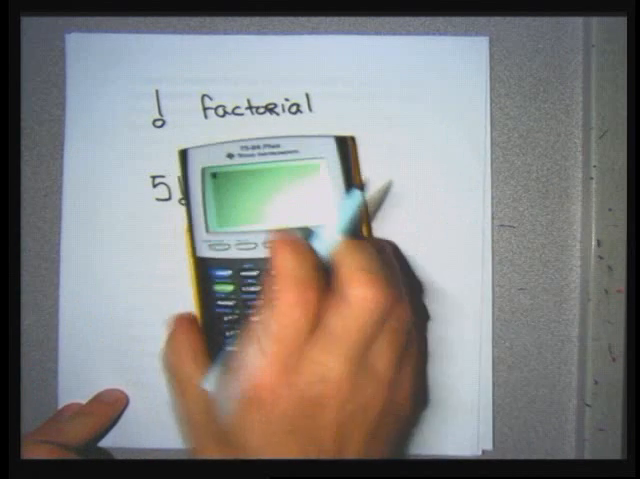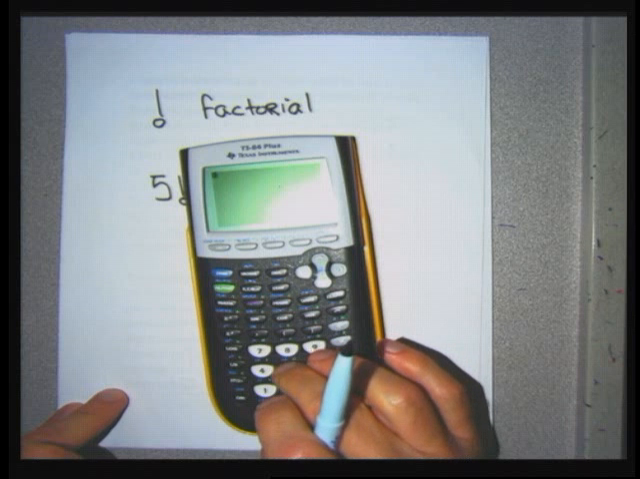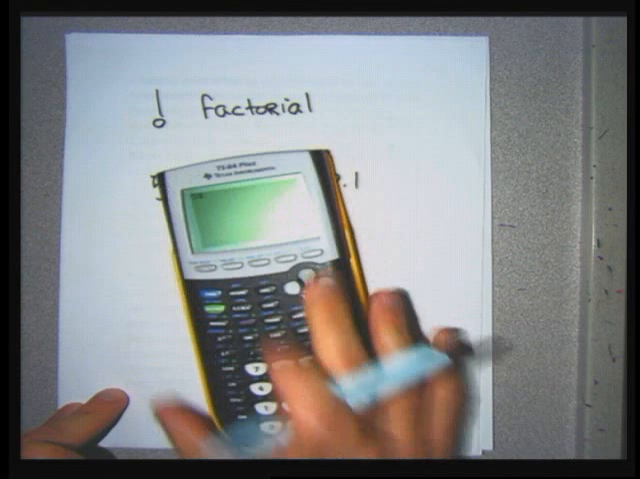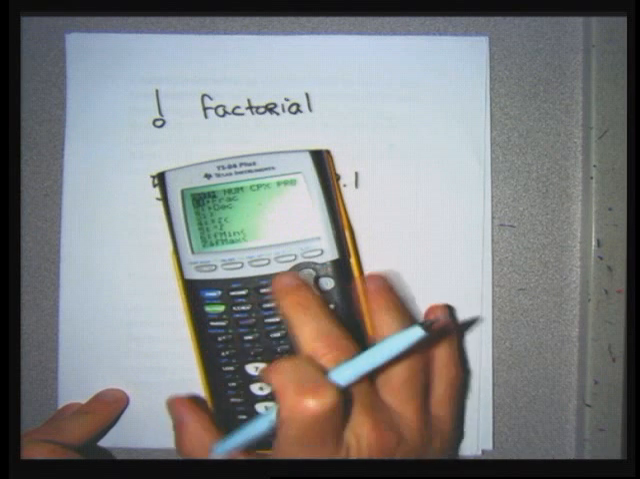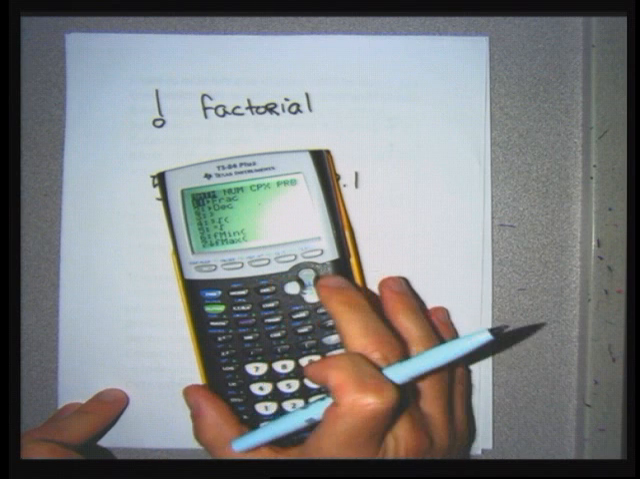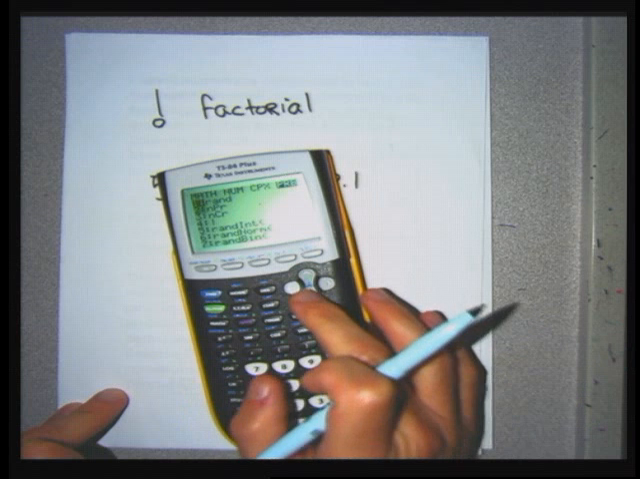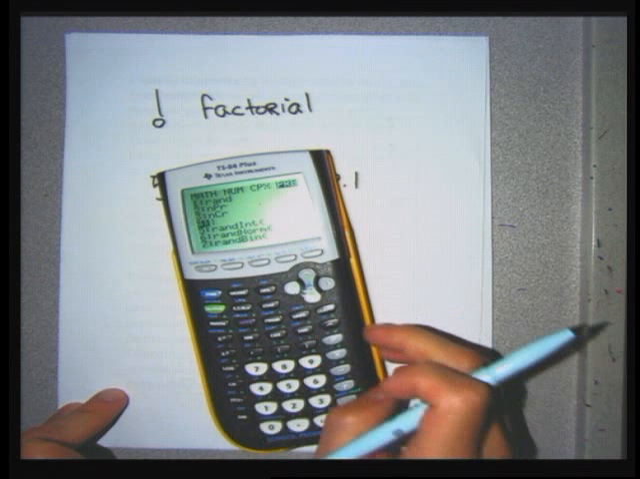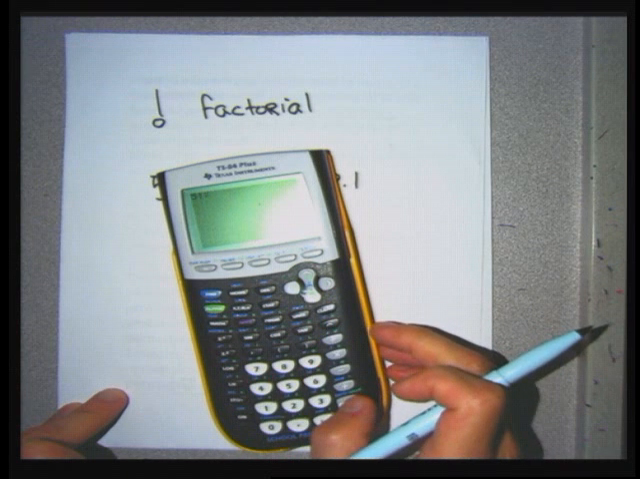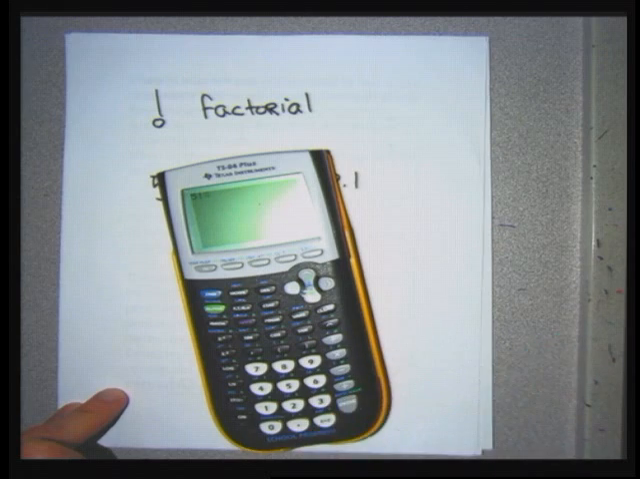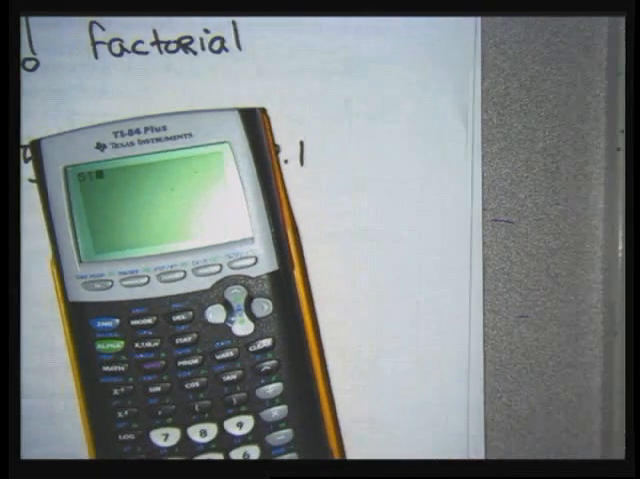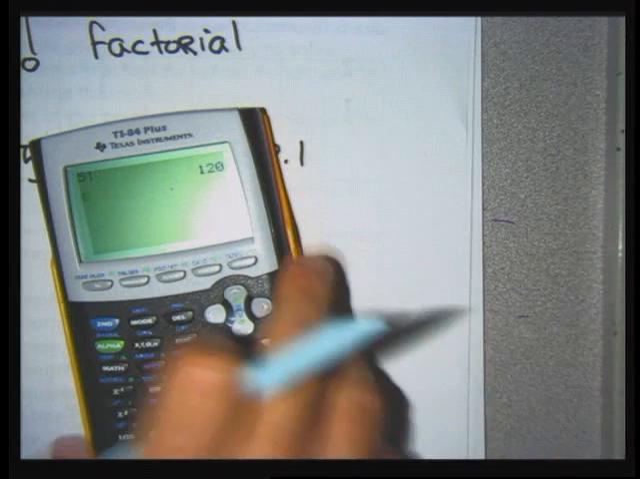So to do 5 factorial on my calculator, I type the number 5. I hit the math key. I arrow over to PRB because it's a probability thing. And I go down to the exclamation point. And there's 5 factorial. So 5 factorial is going to be 5 times 4 times 3 times 2 times 1, which is 120.